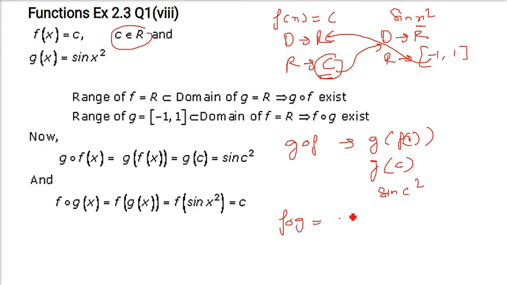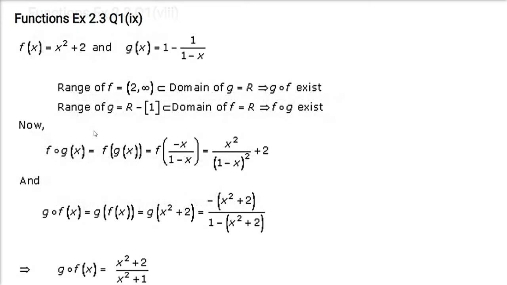Now coming to fog, f of g(x). So g(x) is sin x square, and sin x square, take this and put it inside f(x). But f(x) is always a constant value. So whatever you put, it will always give you a constant value. So only C will come.